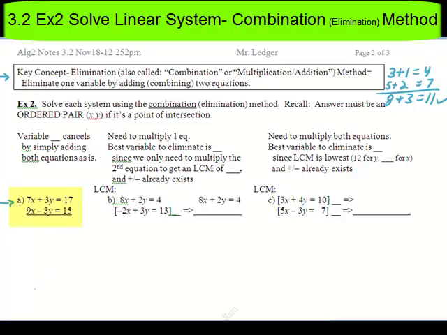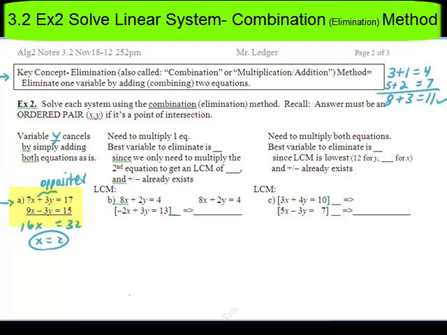Now, I admit A is rigged for you already. If I add these two equations together, which variable drops out right away? The y, yeah, because we've got what kind of terms here? A 3y and a negative 3y, which are what? Yeah, they're opposites. So when you add them together, they zero out. So the variable y cancels simply by adding both equations as is. So this one's rigged. 16x is equal to 32. X is 2.